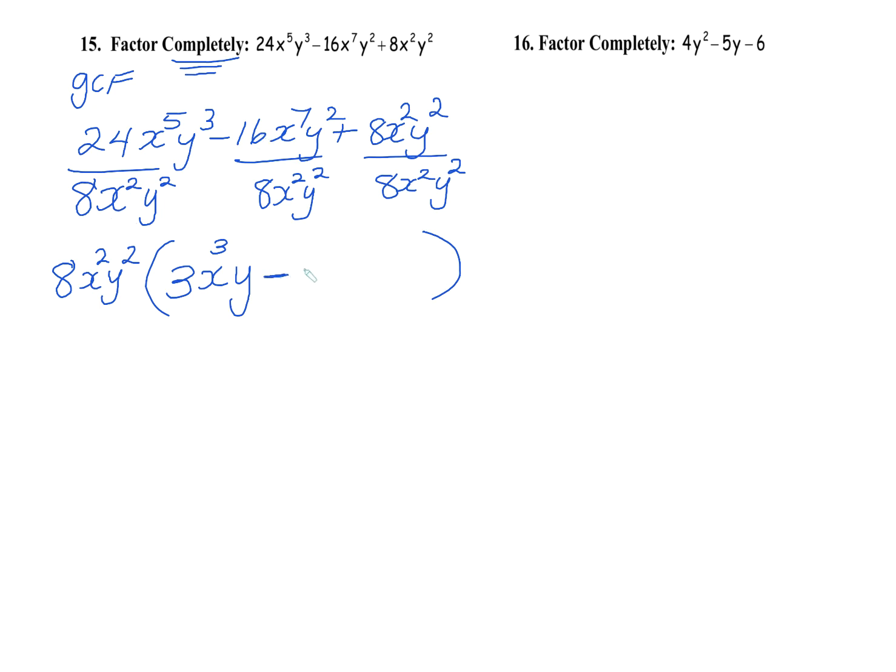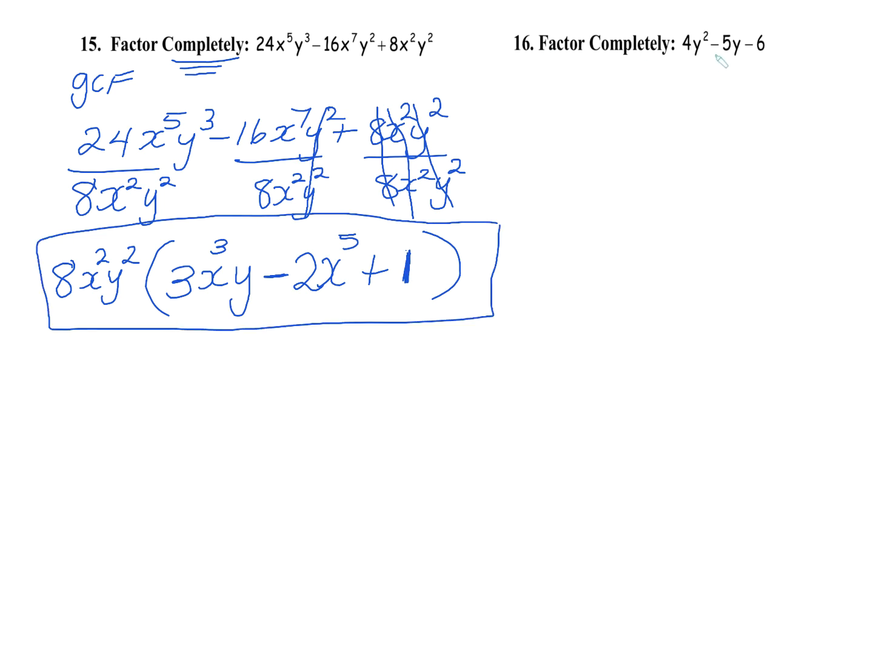Minus 16 divided by 8 is 2. X to the 7 divided by x to the 2nd, that would give you x to the 5th. And then here, these y's cancel. Plus, okay, here the 8 cancels, the x squared cancels, and the y squared cancels. So this was a problem in class today. When everything cancels, you must write plus 1. Something will remain when everything is canceled. It does not become 0. It becomes a 1. And this is your answer.